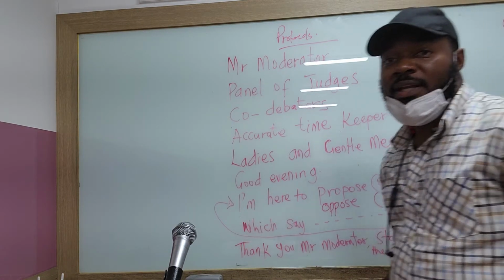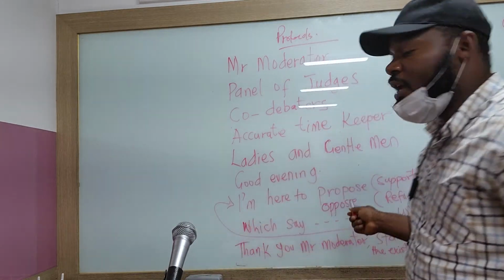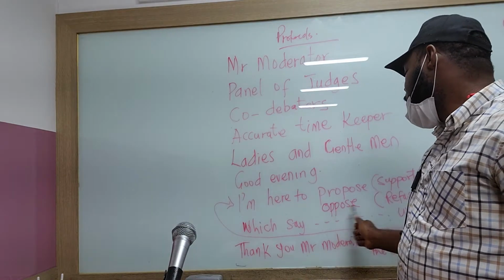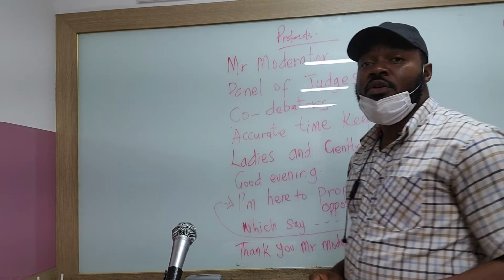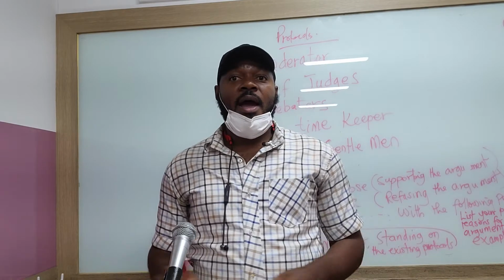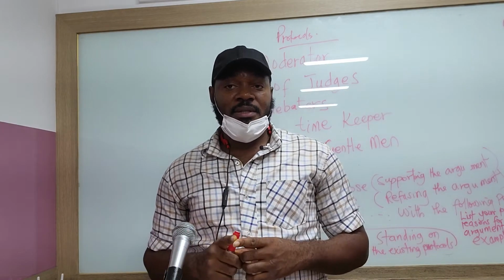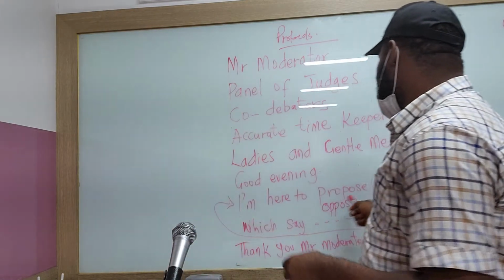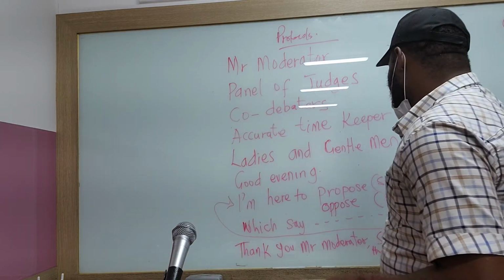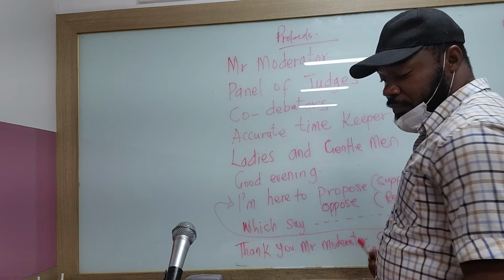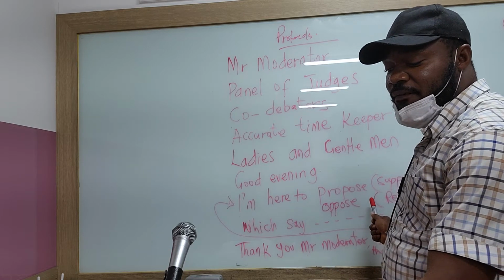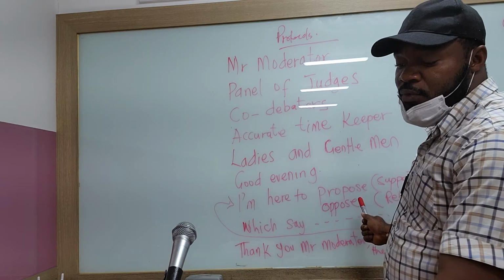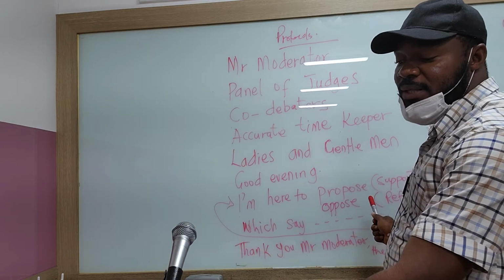So remember, in the last class I told you propose means to support an argument. And then oppose means to refute an argument. And there is no debate without proposing and refuting an argument. There must be proposing argument or refuting argument. So I'm here to propose or support the argument which says students would benefit greatly from learning practical subjects at school.